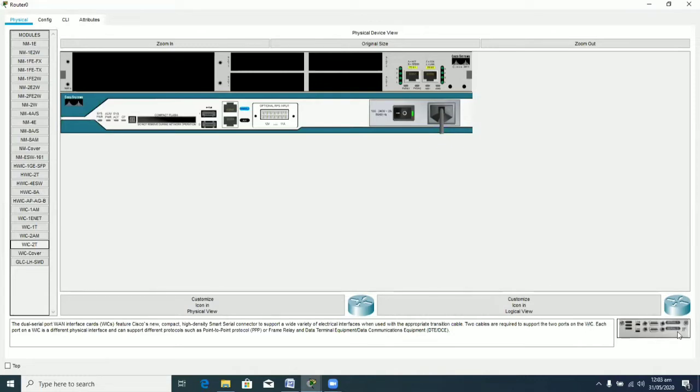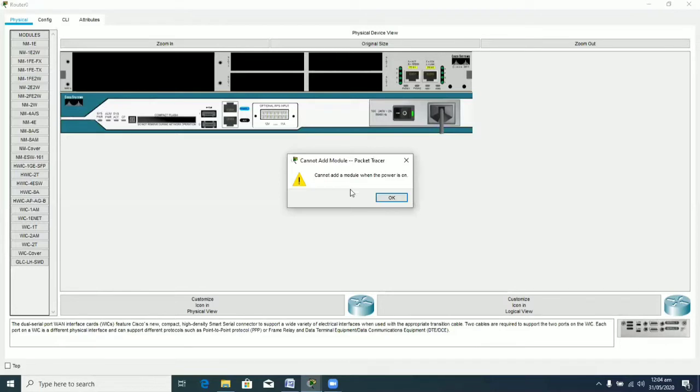Basically the WIC-2T module provides you with two serial interfaces. So if you want a serial connection on your router, then you have to connect a WIC interface on your router. But when the router is powered on, then you cannot drag and drop any interface on it. I am basically demonstrating how this will not work when the power is turned on.